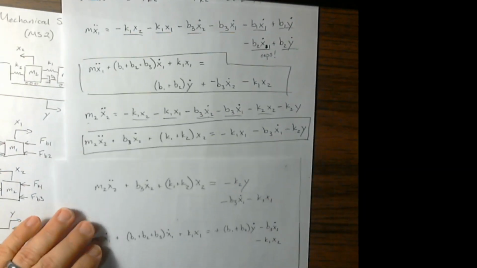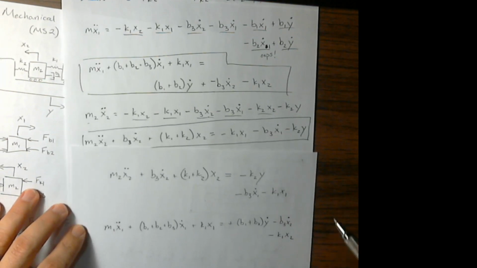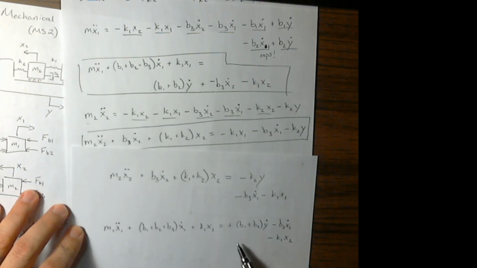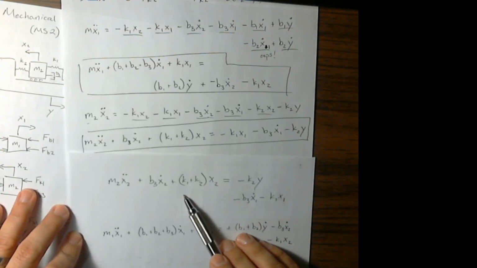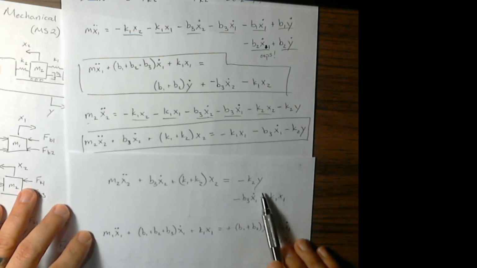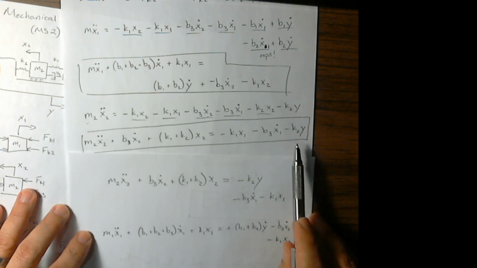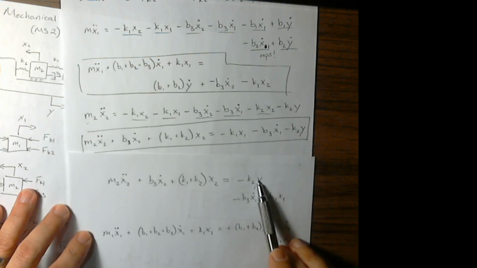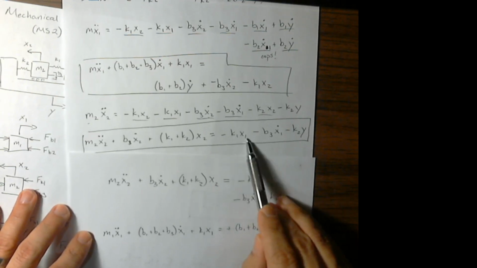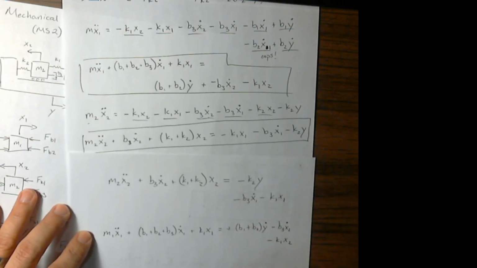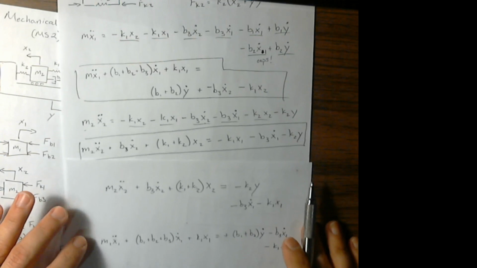How does that compare with my predictions? This is for x2. On the left-hand side, it looks pretty good. And on the right-hand side, we've got a negative K2 y, B3 x1 dot, K1 x1. Yep. There we go.